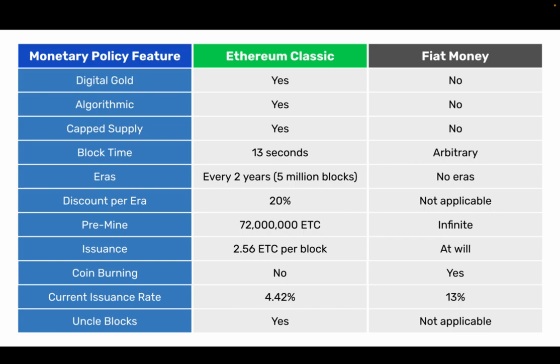Current issuance rate: Ethereum Classic, at the current emission rate or issuance rate and the current stock, the annualized issuance rate is 4.42%. In the case of fiat money, it has been 13% on average in the last 13 years in the United States, but it's much worse in many other countries. Uncle blocks: in Ethereum Classic, yes, it has uncle blocks, and in fiat money they don't have blocks, so it's not applicable.